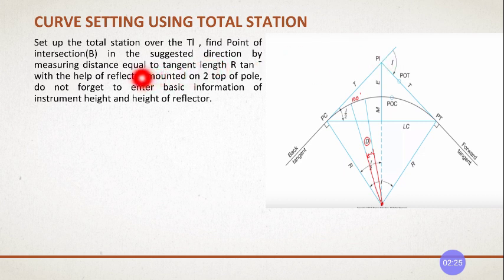How are you going to find it out? By tangent length is equal to R tan theta by 2. What is theta? This is your theta, I, right? I by 2 you can use, right? I by 2 here you can see. So I by 2, R is the radius, tan theta by 2.